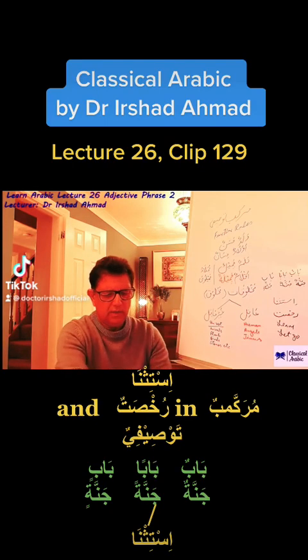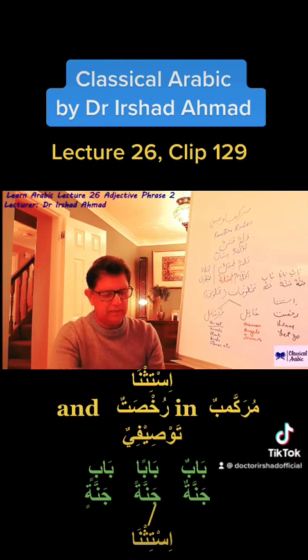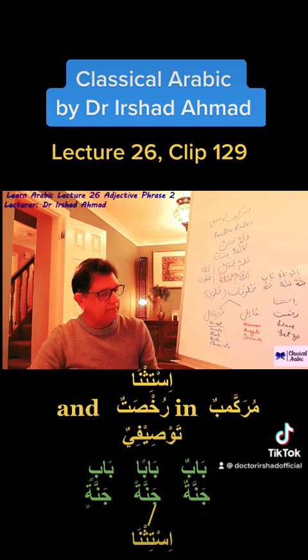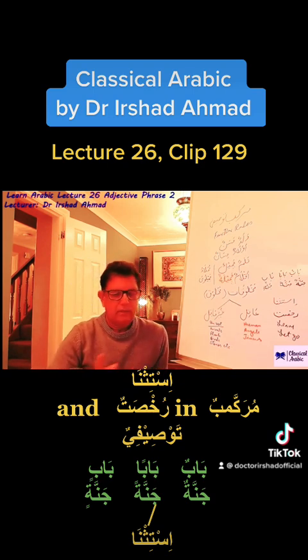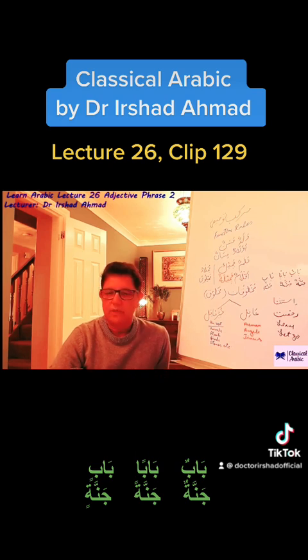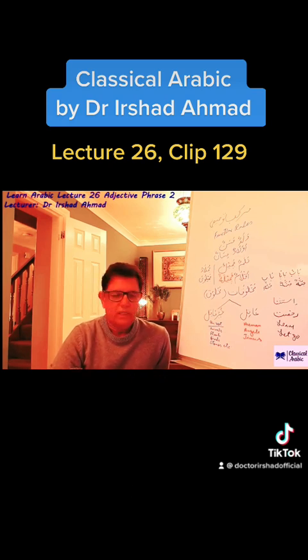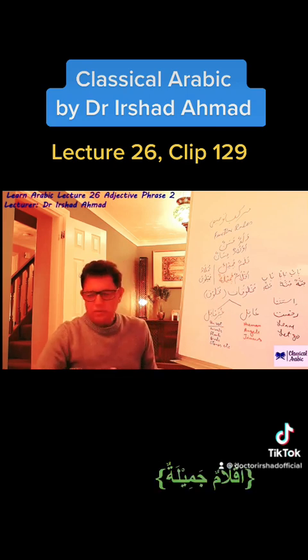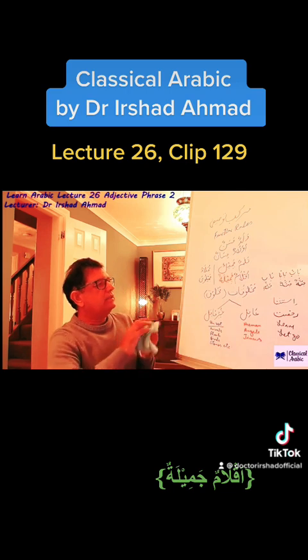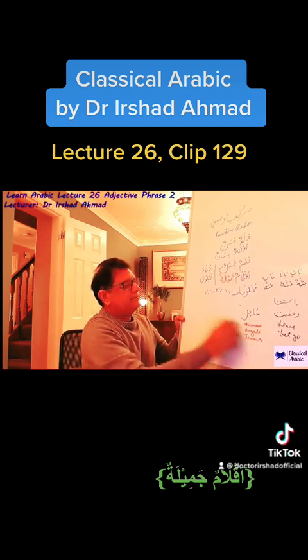I've got a very good example from Quran where the ayah is ayah number 80 of Surah Baqarah. وَقَالُوا لَن تَمَسَّنَ النَّارُ إِلَّا أَيَّامًا مَعْدُودَةً. So let us look at that. أَيَّامًا مَعْدُودَةً.